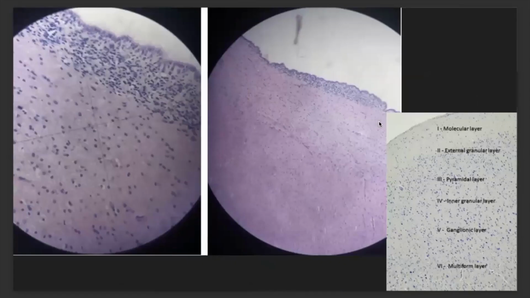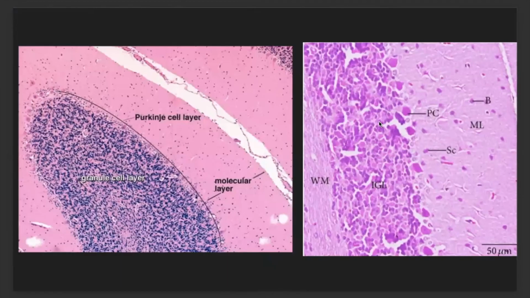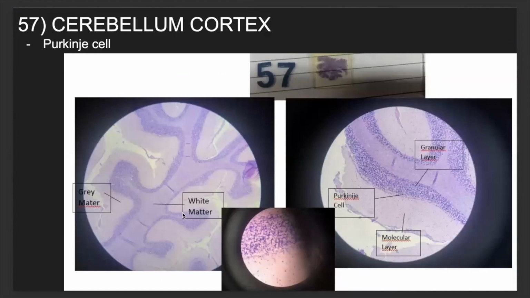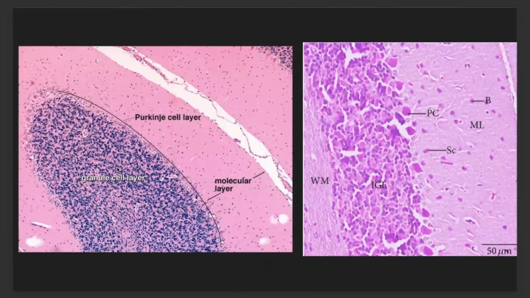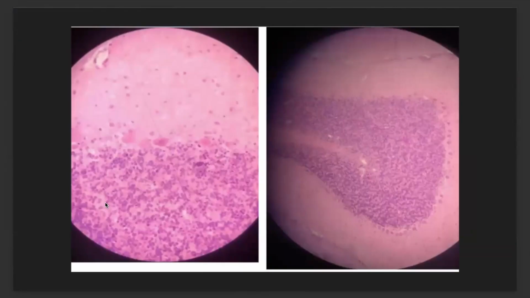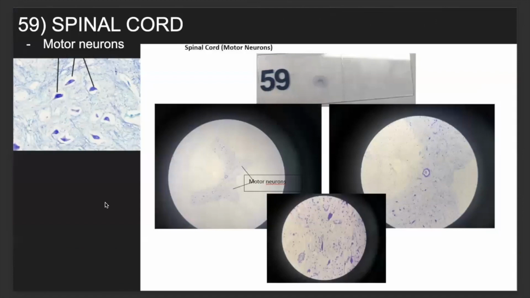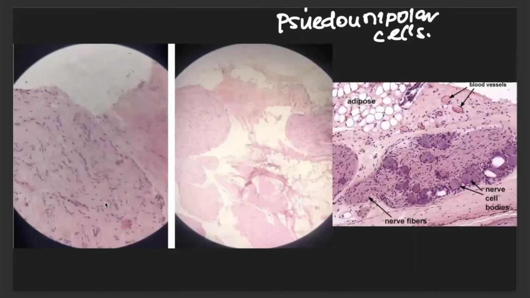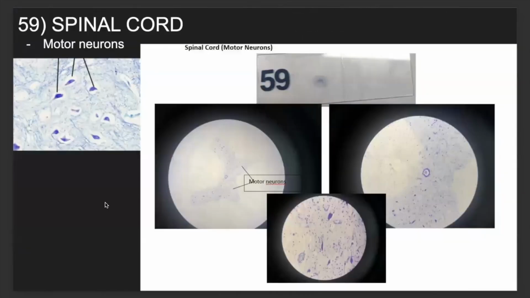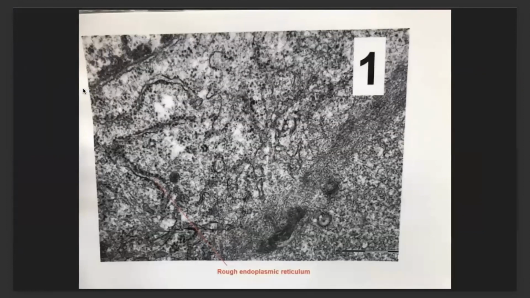Brain, cerebellum, Purkinje cell. It's just a line I'll show you here. So you have molecular layer, Purkinje is just a black line, granular layer. Ganglion. Okay, spinal cord has motor neurons.